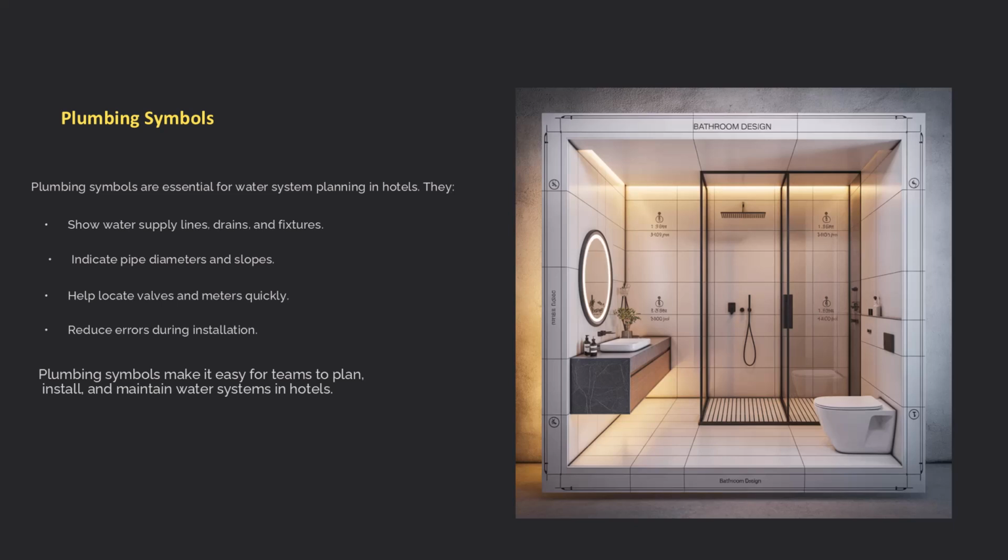Plumbing symbols. Plumbing symbols simplify the representation of water supply and drainage systems in hotels. They indicate water lines, drains, fixtures, pipe diameters, and slopes. They also mark valves and meters, which are critical for monitoring flow and pressure. By using plumbing symbols, installation teams avoid mistakes that could lead to leaks or poor system performance. For hotels, plumbing reliability is tied directly to guest satisfaction and hygiene.